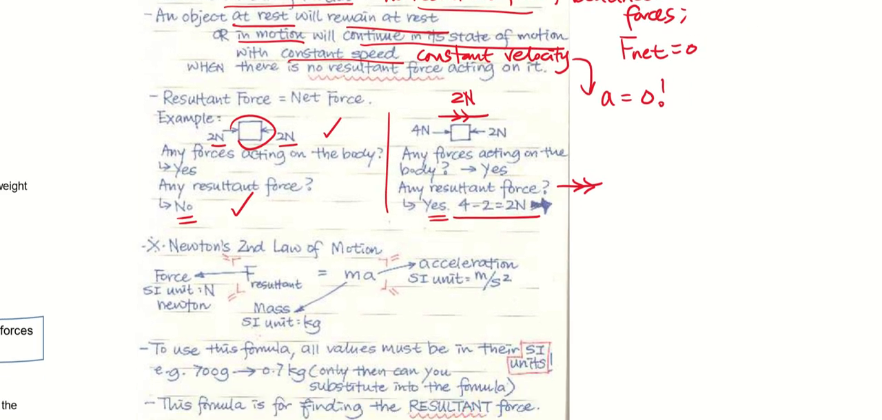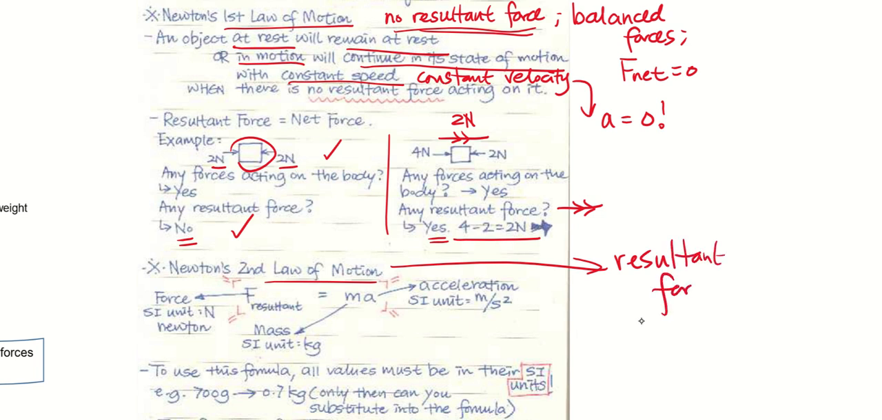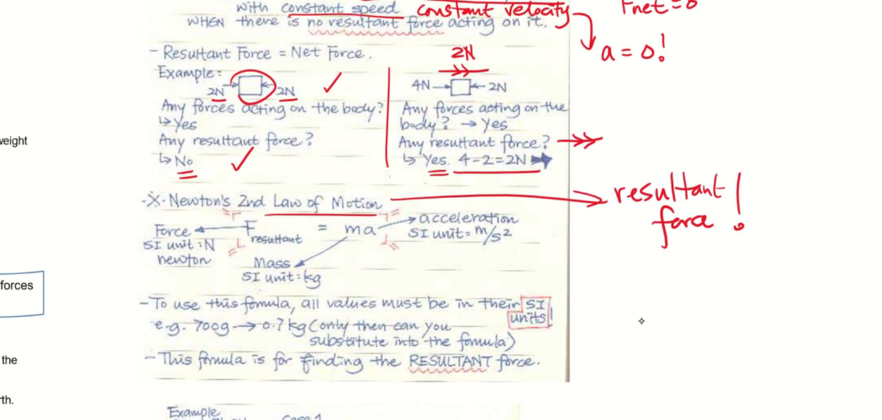Now, Newton's second law is very different from Newton's first law. The object can only obey either Newton's first law or Newton's second law. What is Newton's second law? If the first law is that there is no resultant force, Newton's second law simply means that there is a resultant force. So you need to know this formula: resultant force equals mass times acceleration.